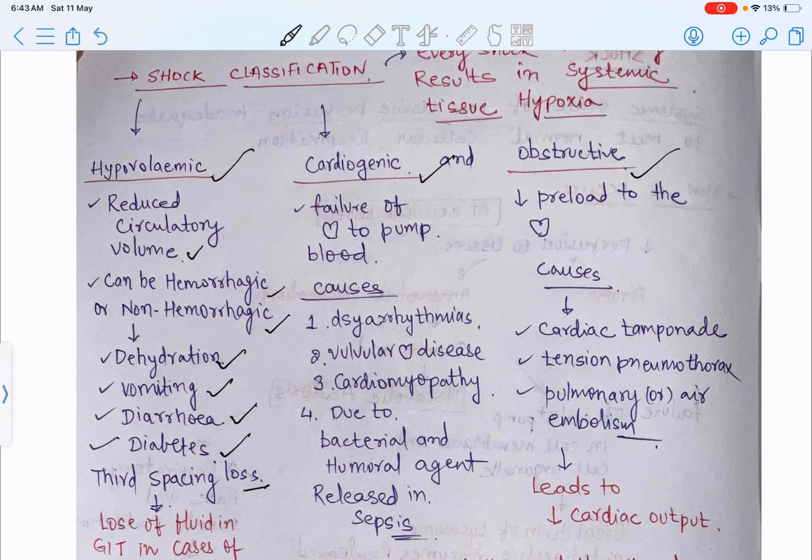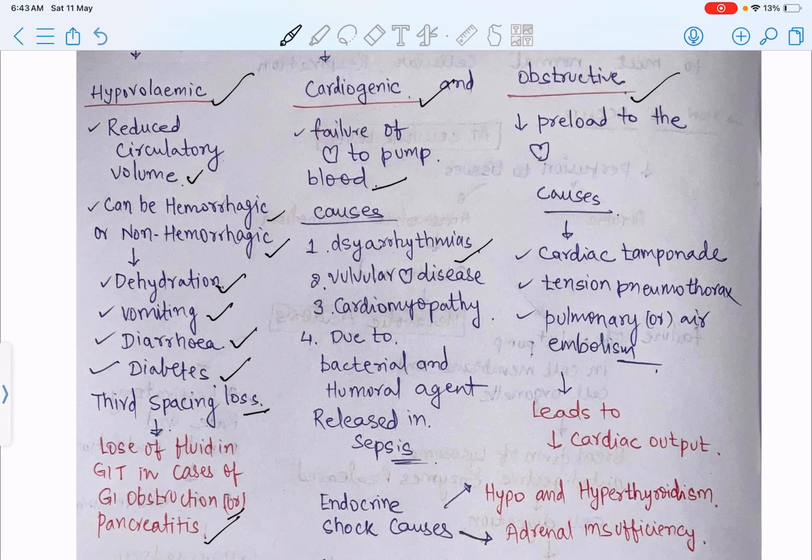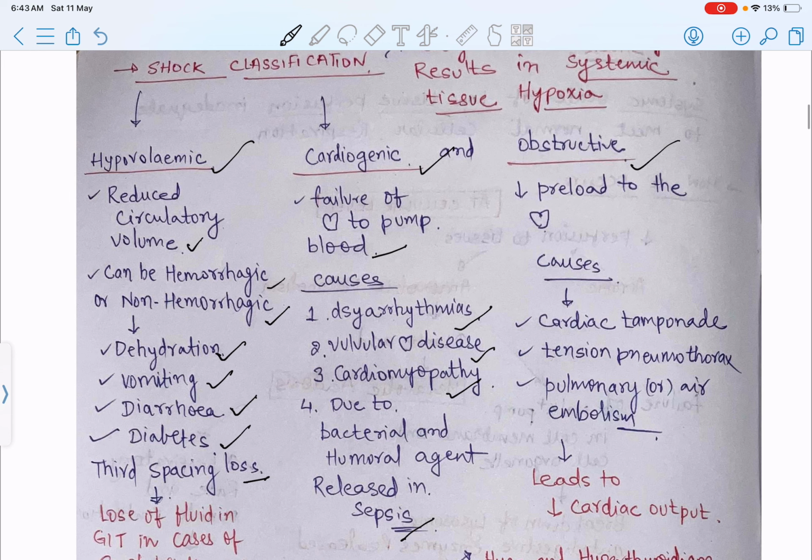Now coming to the cardiogenic shock. What is cardiogenic shock? It is failure of the heart to pump the blood. What are the causes? Causes are dysrhythmias, valvular heart diseases, cardiomyopathy due to bacterial and humoral agents released in the cases of sepsis.